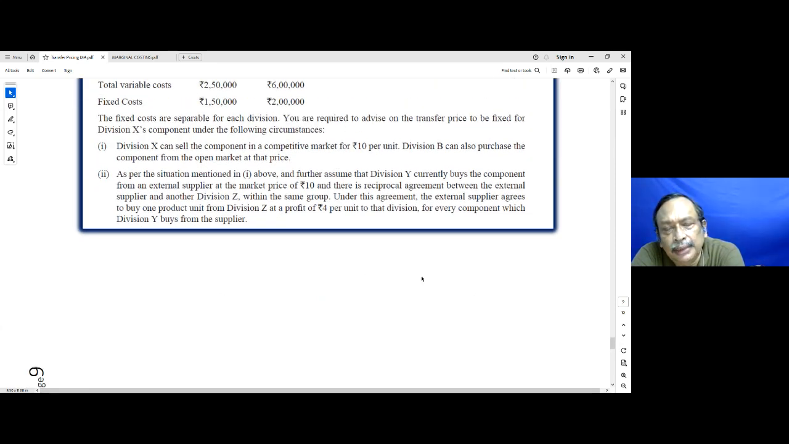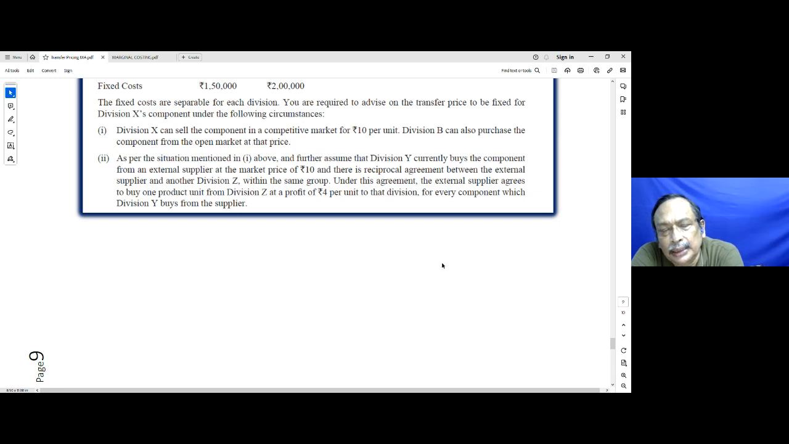As per the situation mentioned in one above, and further assume that division Y currently buys the component from an external supplier at the market price of rupees 10, and there is a reciprocal agreement between the external supplier and another division Z within the same group. Under this agreement, the external supplier agrees to buy one product unit from division Z at a profit of rupees 4 per unit to that division for every component which division Y buys from the supplier. So it is a little bit critical.